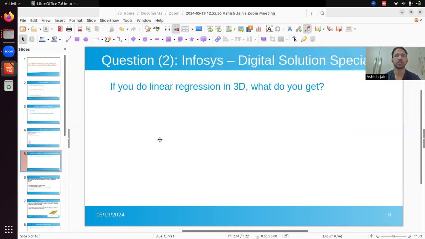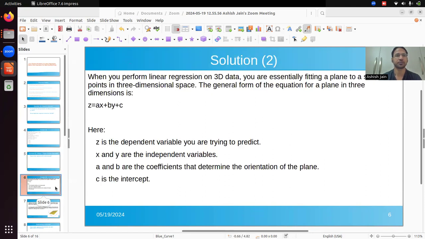The next problem was asked to me at Infosys for digital solution specialist role. If you do linear regression in 3D, what do you get? I'll give you a minute to work on it yourself and then we'll look at the solution together. All right, let's look at the solution.